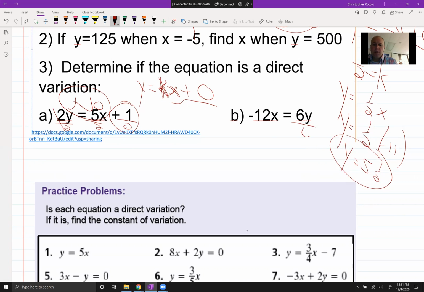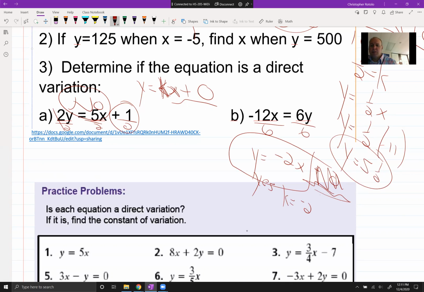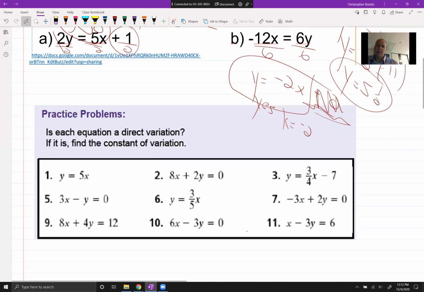All right, so in the other one, we got 6. So we got y equals negative 2x. Is that a direct variation? Sure looks like it, right? I could write plus 0 on here, I don't need that. So if I can say yes, then I go on and say k equals negative 2. So that's our first exercise as we take a look at these.